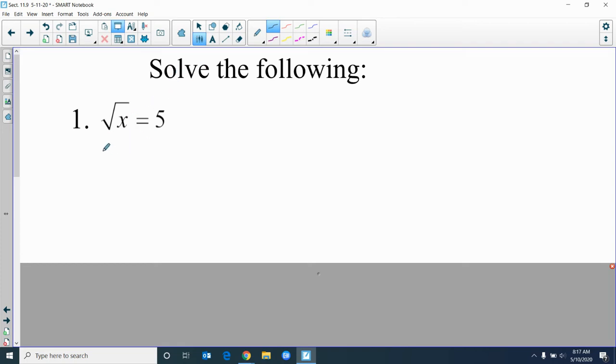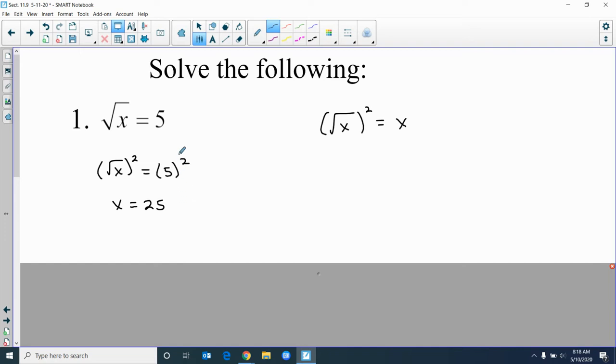Now, square root of x equals 5. Once you have the square root by itself, we want to square both sides. So you get the square root of x squared equals 5 squared. Anytime you square a square root, you get what's on the inside. It basically undoes the square root. So that's x equals 25.